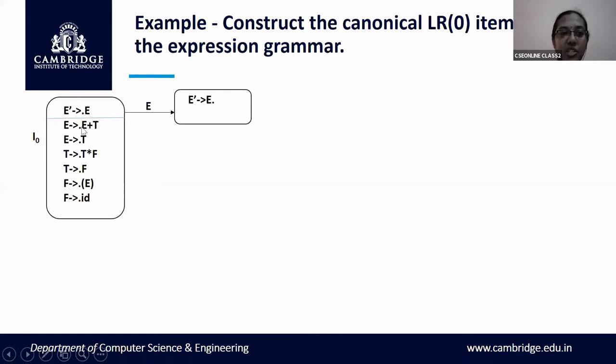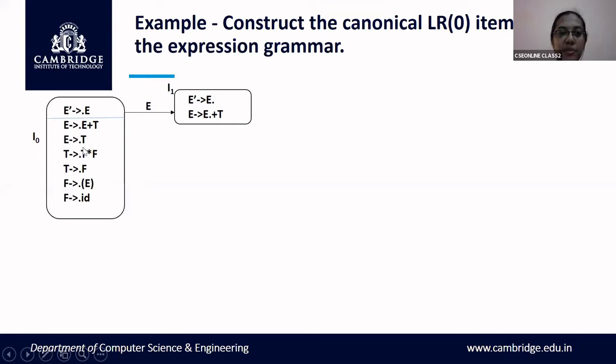And the other production on E is E derives E dot plus T. This is one more production rule. Now I am calling this entire set, this entire state, as I1. Do I have any more productions where E is there and I can move dot towards the right on E? No, you don't have any more production rules.